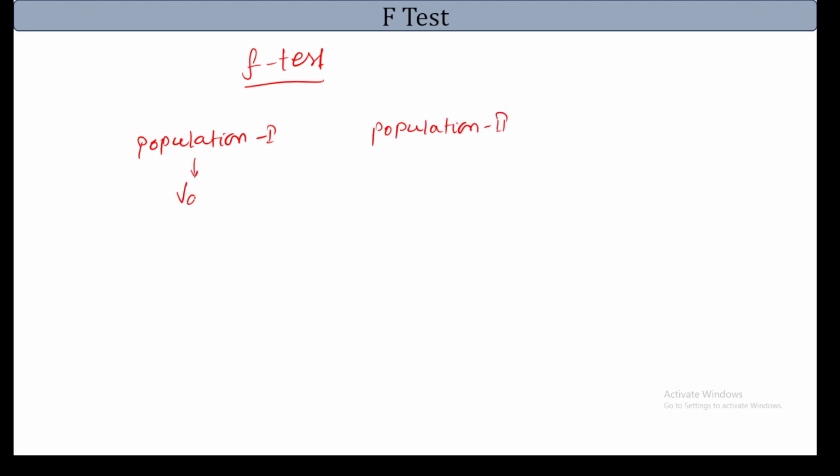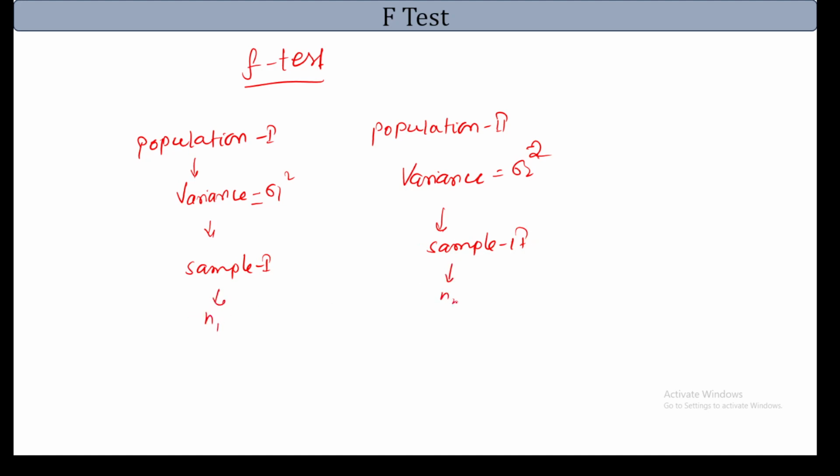In that it will be the variance. So that's what we need to check, whether any changes are there or not. Maybe if it comes to the sample, we'll take sample 1 and sample 2. For that, the sample sizes will be n1 and n2. For this, the variance will be S1 square, and for this, S2 square. Okay.